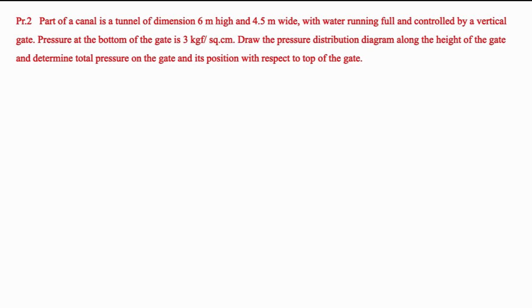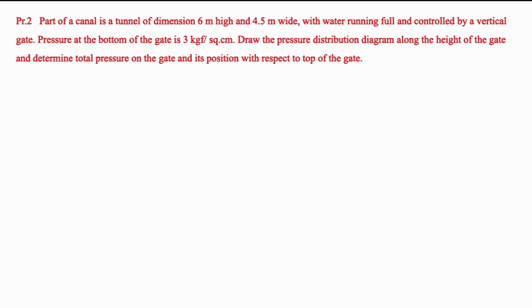Part of a canal is a tunnel of dimension 6 meter high and 4.5 meter wide with water running full and controlled by a vertical gate. Pressure at the bottom of the gate is 3 kg force per square centimeter. Draw the pressure distribution diagram along the height of the gate and also determine the total pressure on the gate and its position with respect to top of the gate.